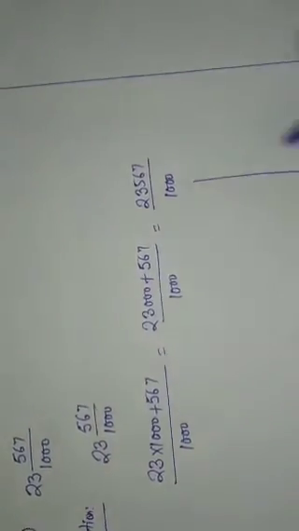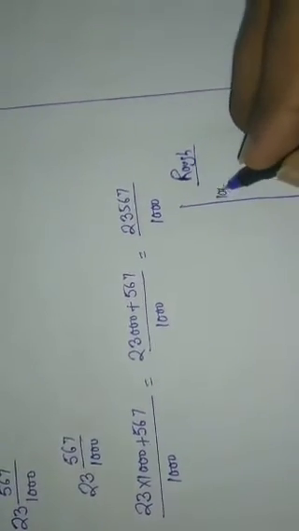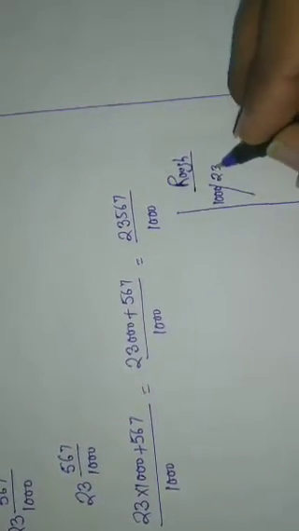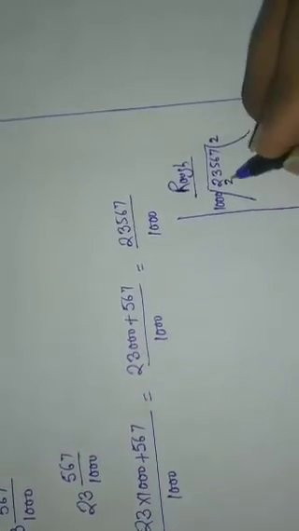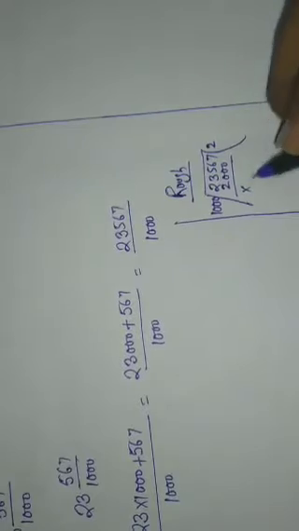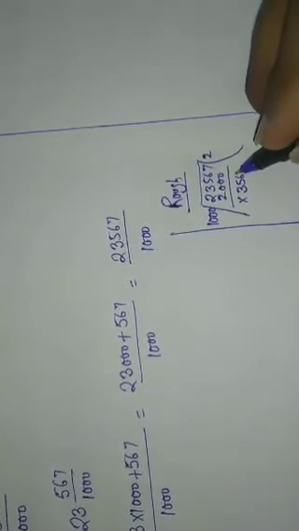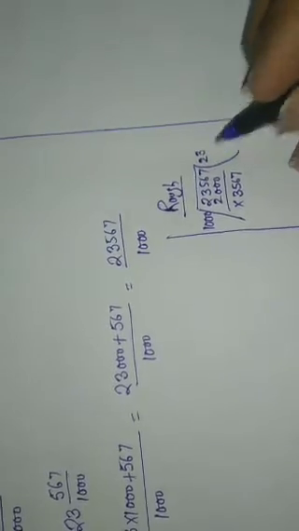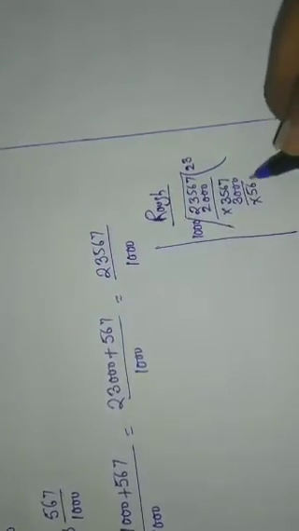In the rough column you will divide the numerator by the denominator. So 1000 into 23,567: it will be divided 2 times. The remaining number is 356. Then you will note down 7 here. It will be divided 3 times. So 3. The remaining number is 567.